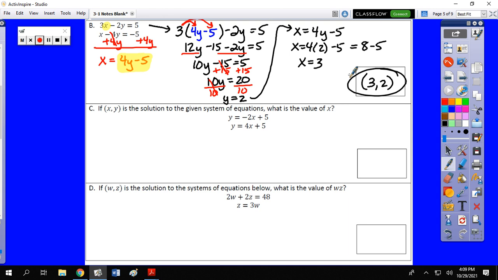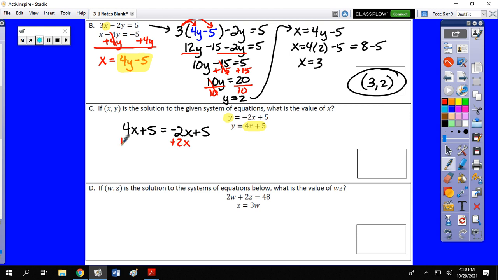Okay, on the SAT, this will look a little bit different. It'll say if x, y is the solution to the given system of equations, what is the value of x? This is one possible way they could ask. So we only care about x. So y is equal to these two different values, which means these two different values are equal to each other. We're going to substitute one equation into the other, meaning that 4x plus 5 has to equal negative 2x plus 5. We are going to then solve that equation.